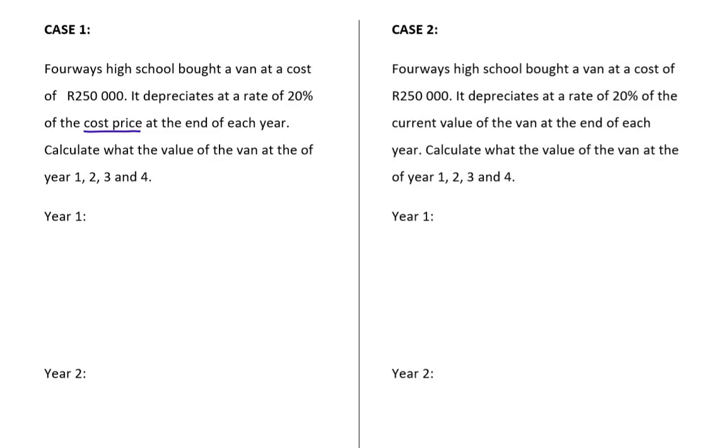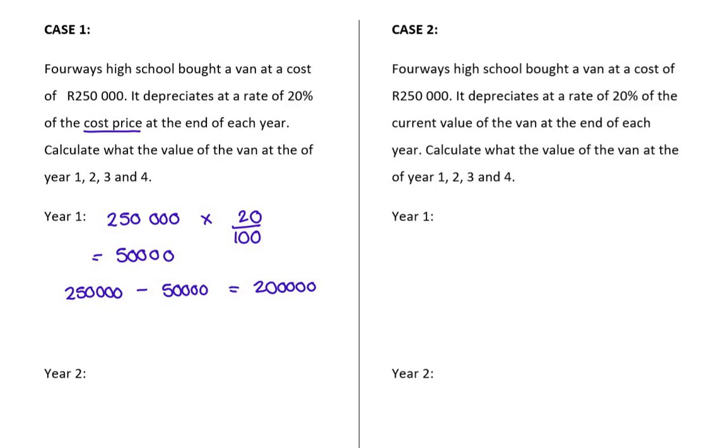Now, hopefully you'll realize that this sounds a lot like simple interest because it's depreciating at 20% of the cost every year. So at the end of year 1, if I find 20% of 250,000, I get 50,000 Rand. So basically, the value of the car, or the van in this case, at the end of year 1 is 250,000, take away 50,000, which is 200,000 Rand.